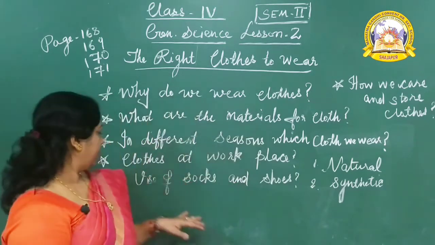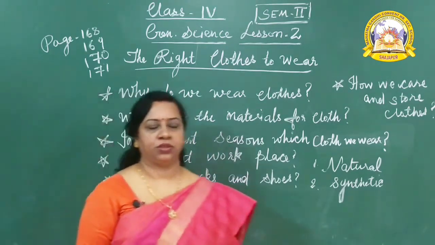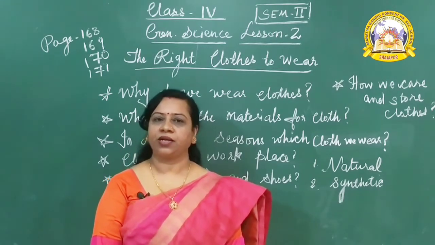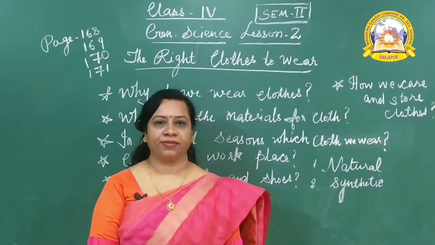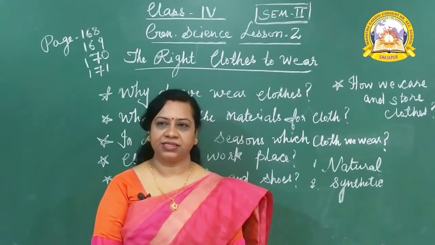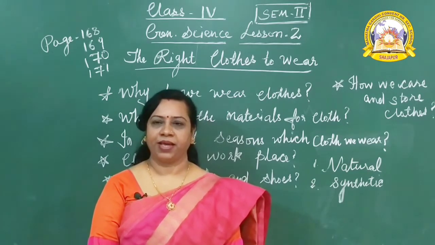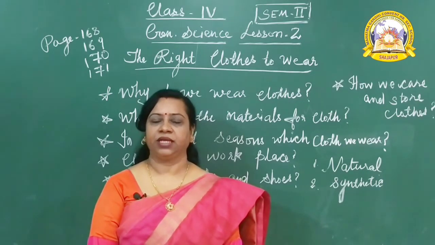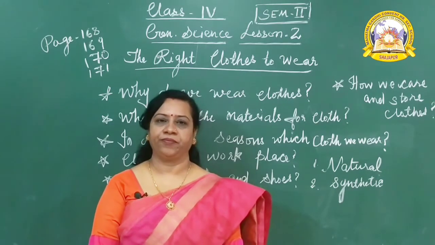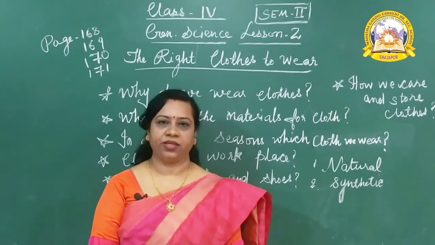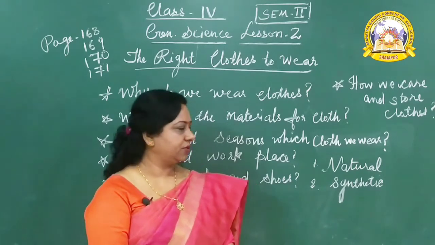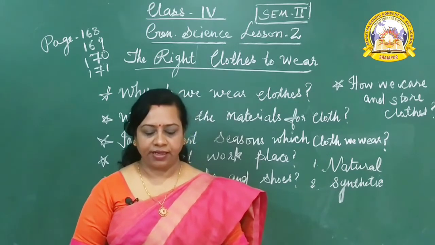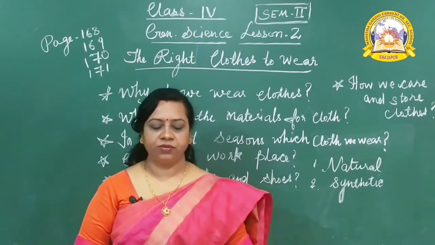So people have different types of uniforms at different places. Clear? Then the use of socks and shoes. So children, what is the use of socks and shoes? Socks and shoes protect our body from insect bites, cuts, and minor injuries. If you wear bare feet, what happens? There will be cuts, and dust and dirt will settle on them. Therefore, we should wear socks and shoes to protect our feet. Clear? Well, then germs and worms may get into the cut.